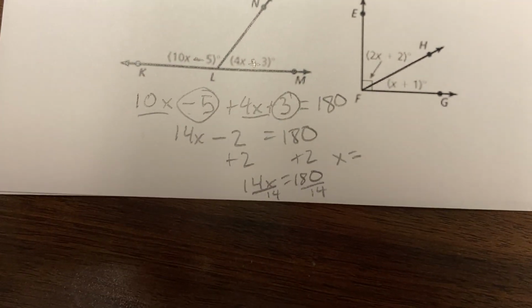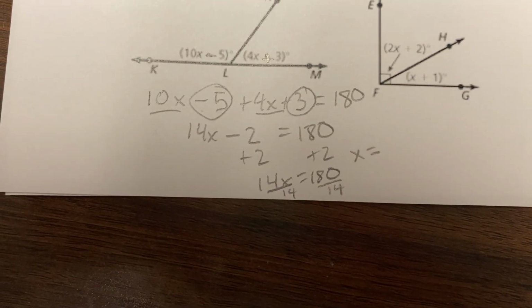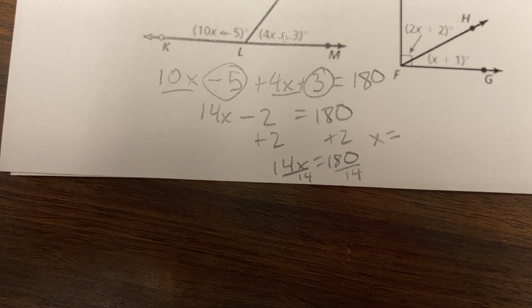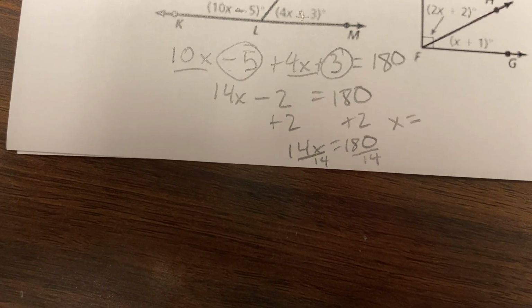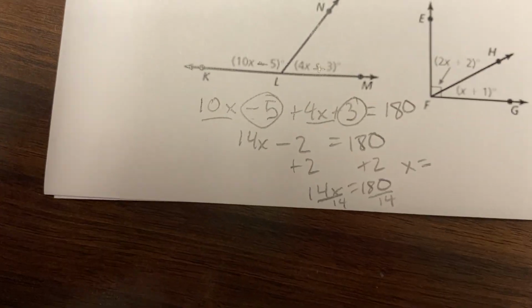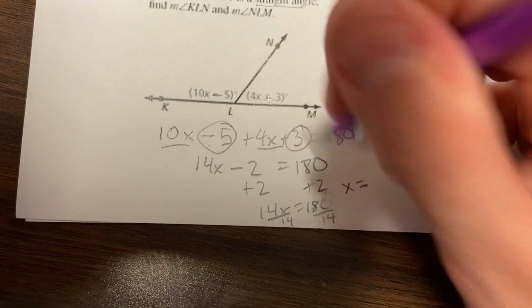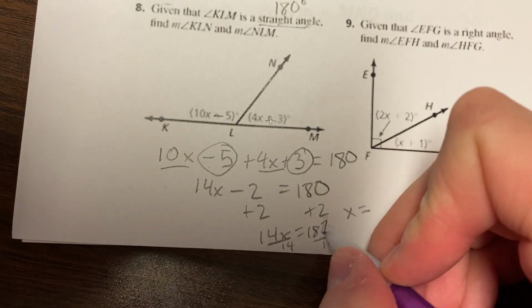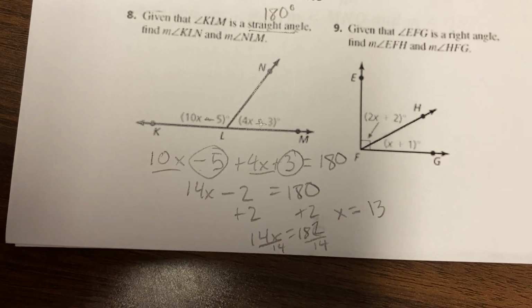So we have 182. I added wrong. Divided by 14. Okay. So sorry, this should be a 2 here. Miss Garner's making all these mistakes. So this should equal 13. But we're not done yet, okay?